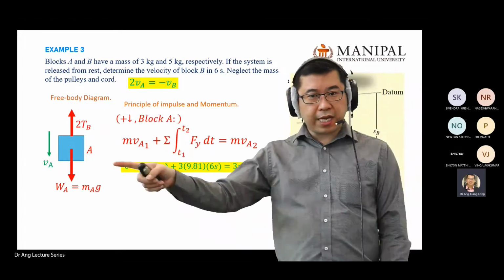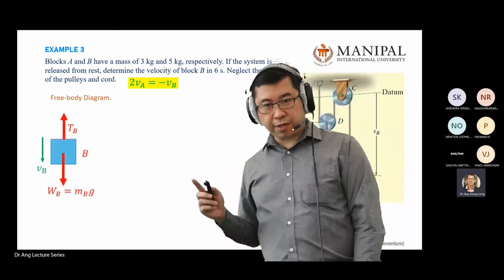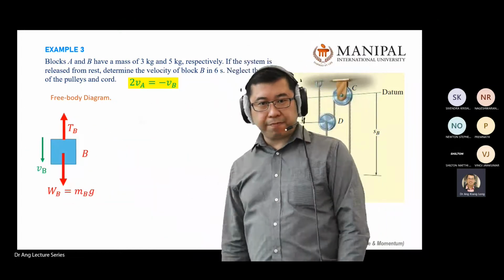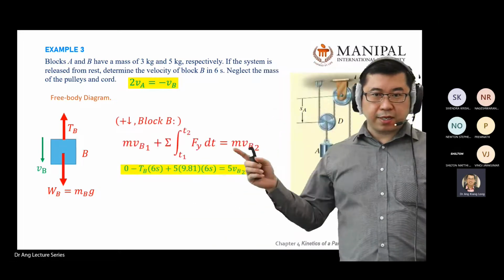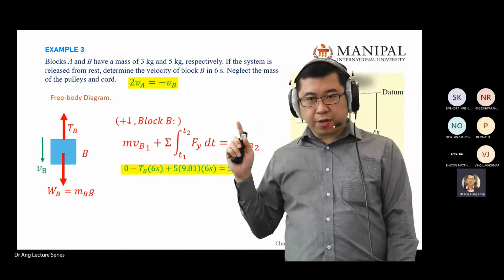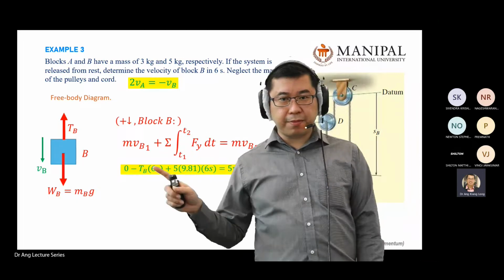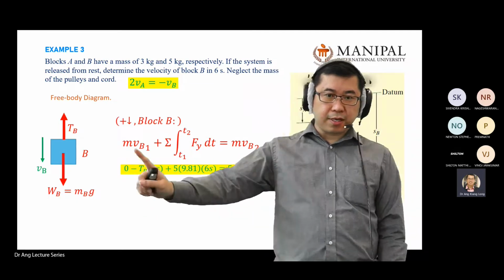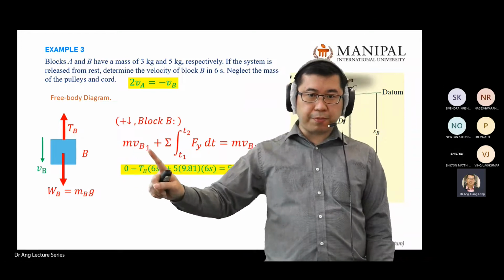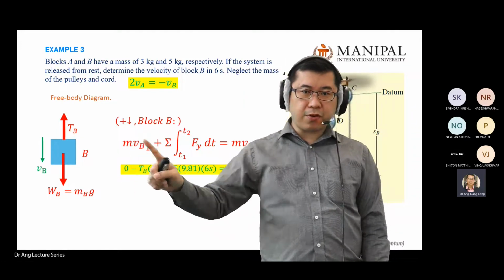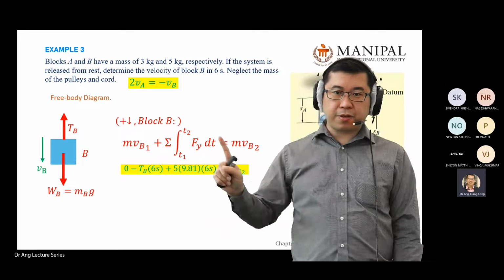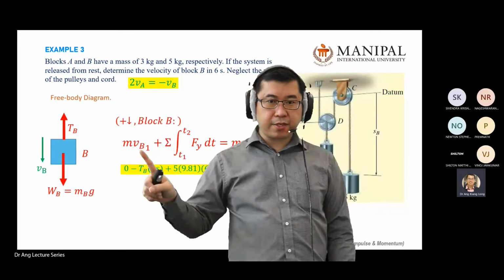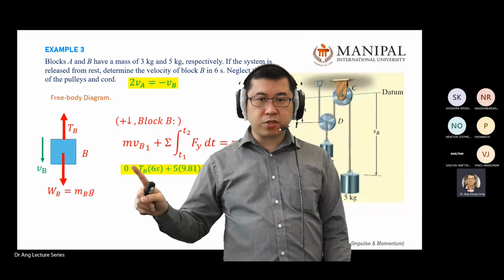Next, you do the same for B. Pull the B free body diagram and use the principle of linear impulse and momentum. Same, but you change V to VB1. Momentum before, plus impulse, equals momentum after. So again it is released from rest. B also starts from rest, 0.